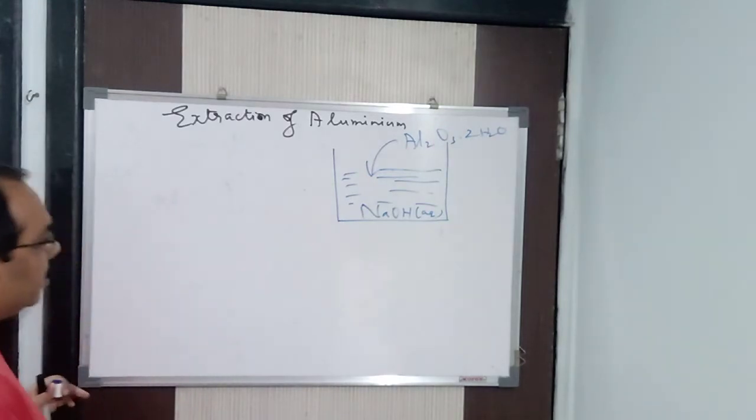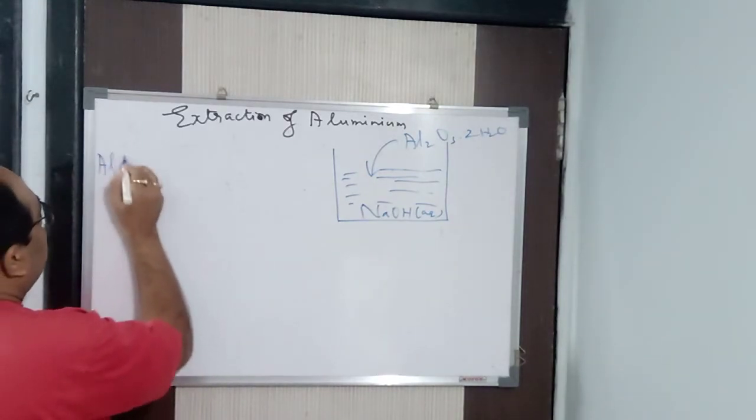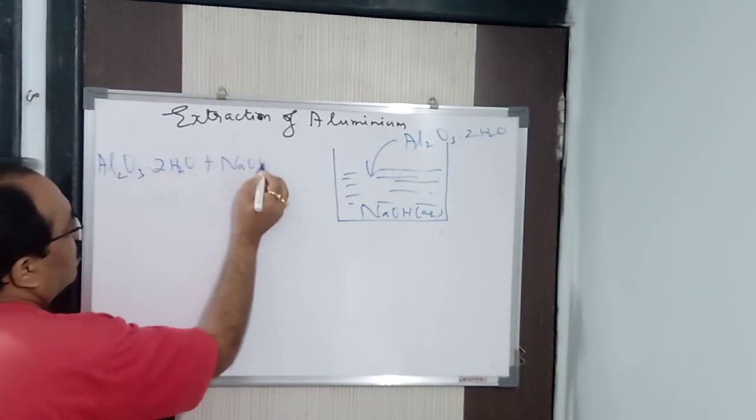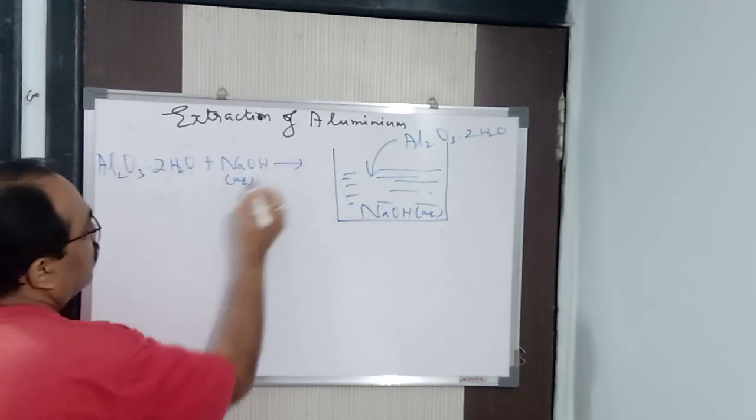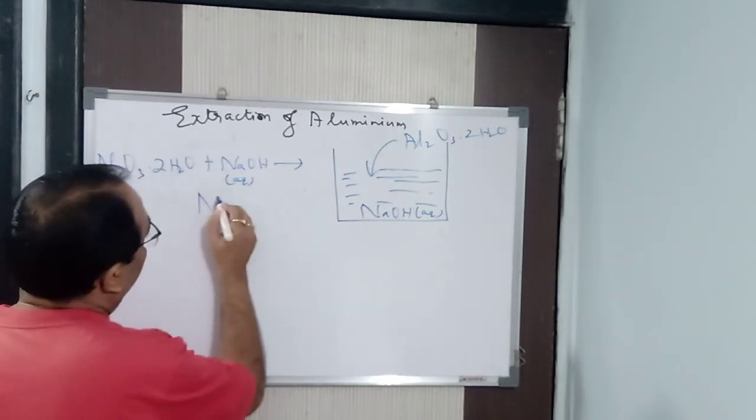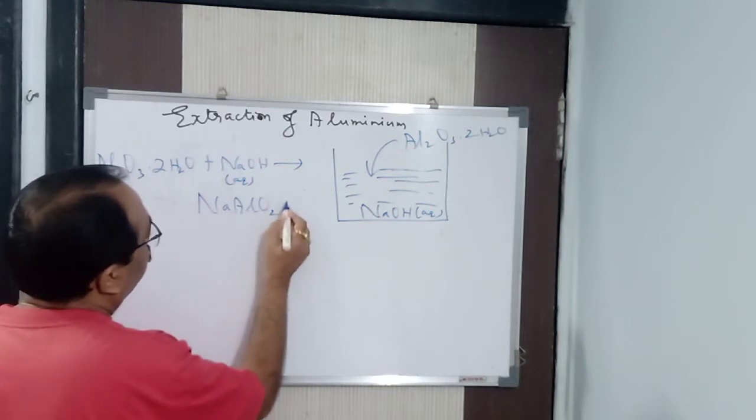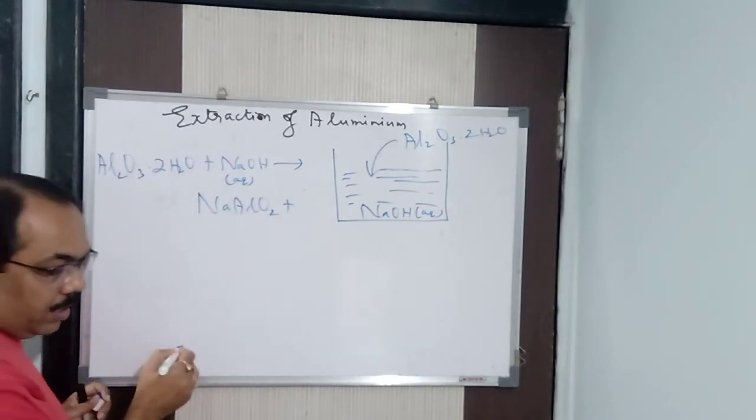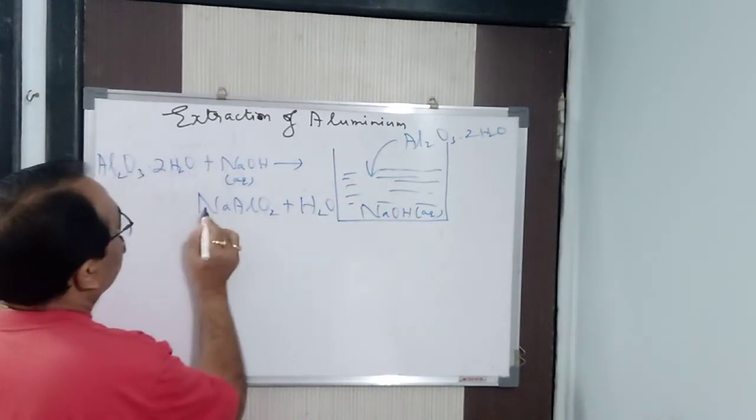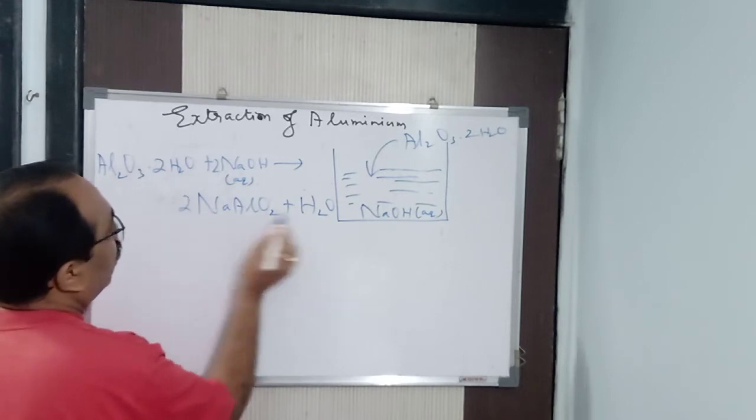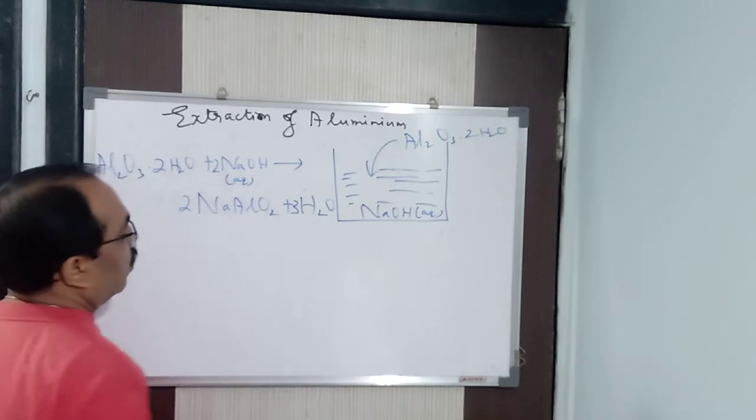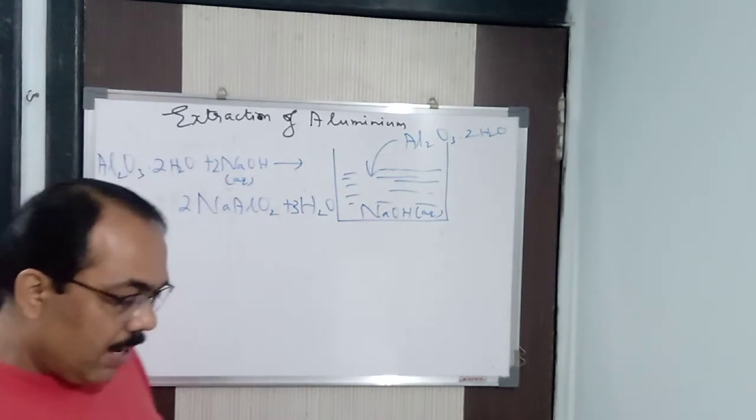Now when we add it into the tank, what happens? See here, Al2O3.2H2O plus aqueous NaOH. When we add it, it forms sodium aluminate, that is NaAlO2, plus water. So here 2 aluminium means 2 NaOH gives 2 NaAlO2, and here 2 OH and this here 2, so that means 3 water. In this way, you will get sodium aluminate.